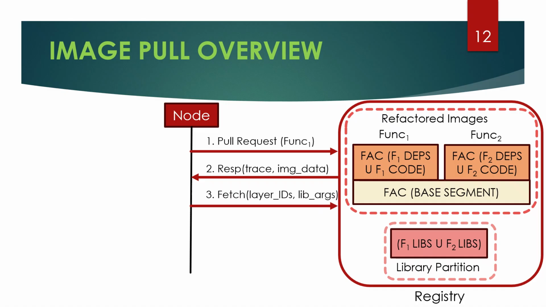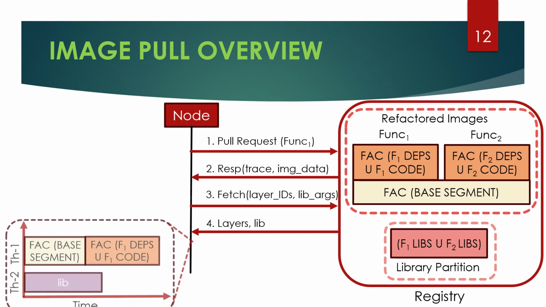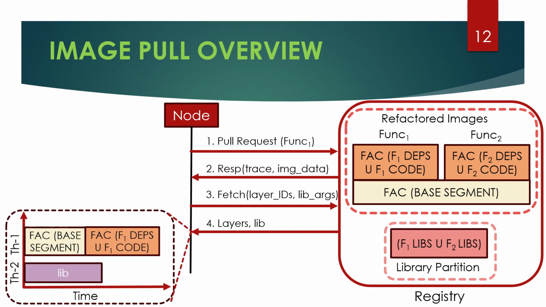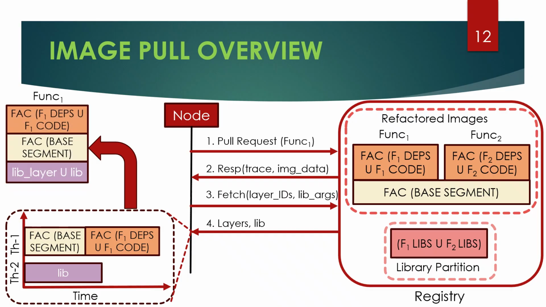The node then determines which layers and library files are missing locally and sends this information back to the registry. The registry responds by transferring only the required components. During this process, two parallel threads are used, one responsible for downloading image layers and the other for downloading library files. Once this download completes, the func1 image is fully available on the node.